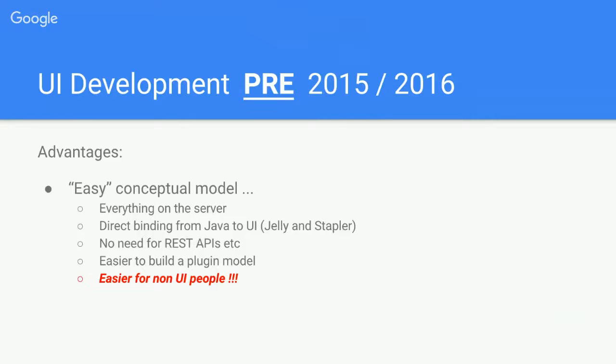Okay, so that model obviously has been a lot easier for non-UI people. People that don't have a background in UI that start using Jenkins can easily get up and running and start building a plugin to solve problems that they see and that aren't being solved at the moment.